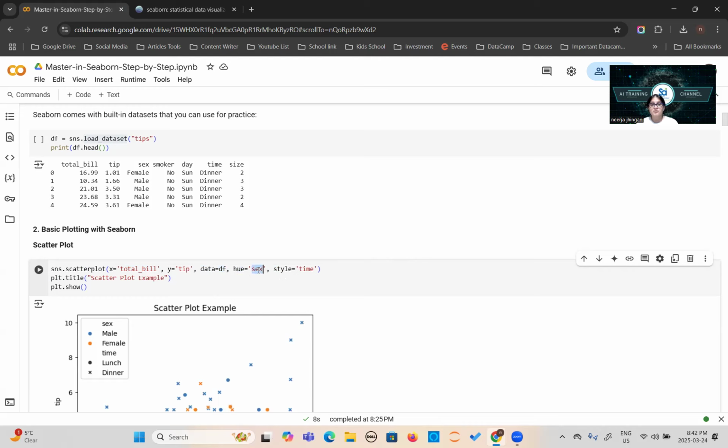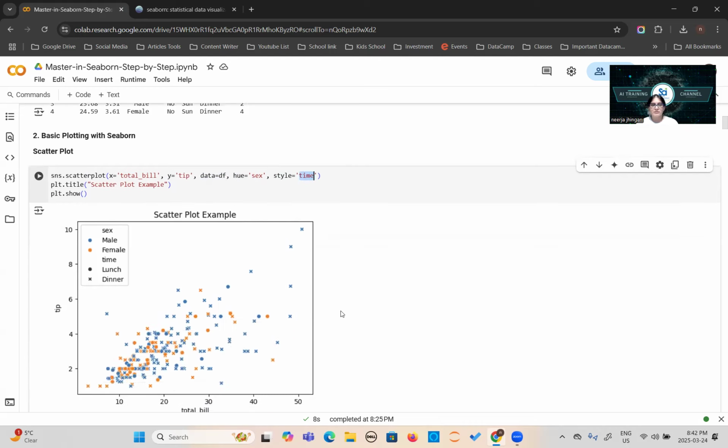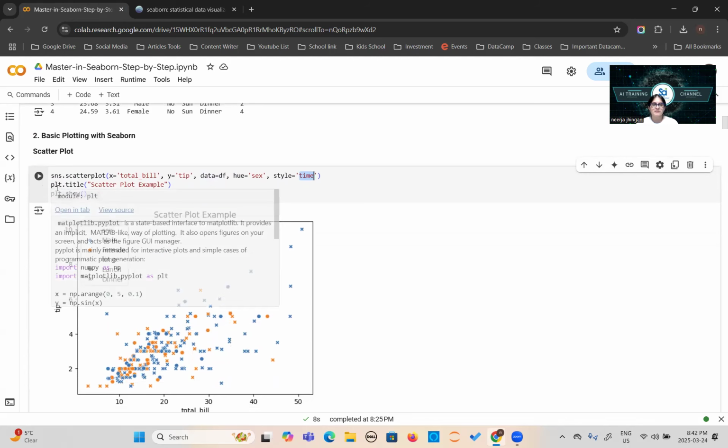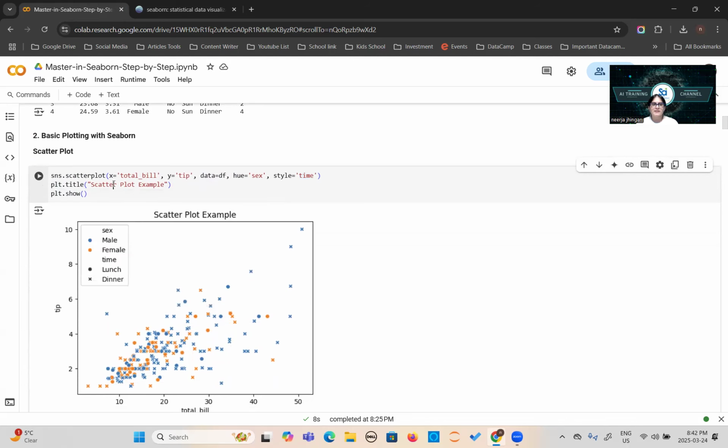hue equals sex. We are using it to differentiate between your gender, male and female, and style equals time. Okay, there are different types of styles available in Seaborn. You can check the other ones, but look at this one. This is plt.title. We are using it to add the title, and then plt.show. Now look at this.